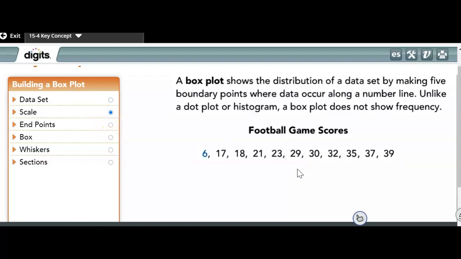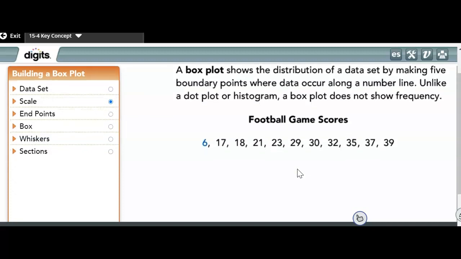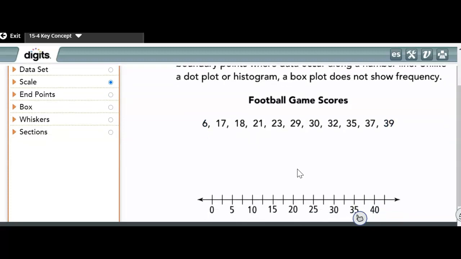The minimum value in this data set is 6. The maximum value in this data set is 39. So you can make the scale number line from 0 to 40. You are graphing the number of points scored per game, so the unit for the scale is points scored.